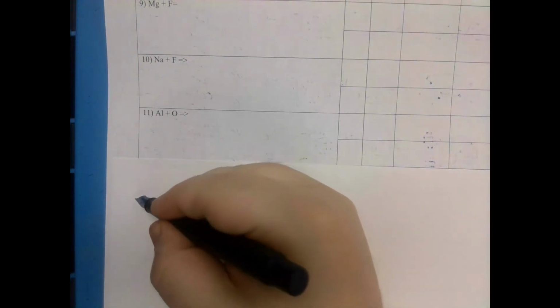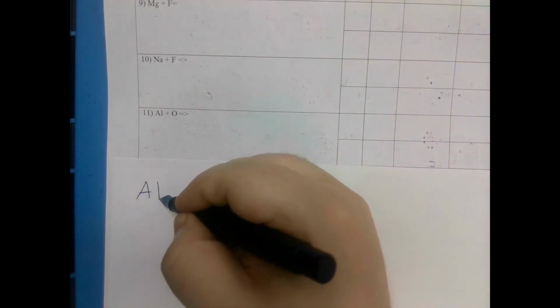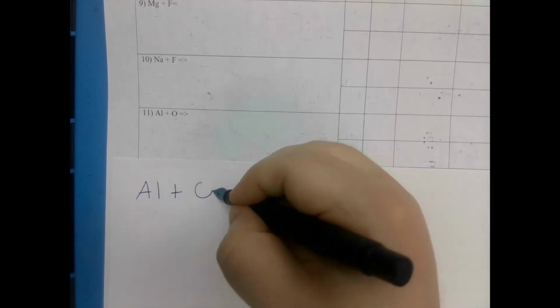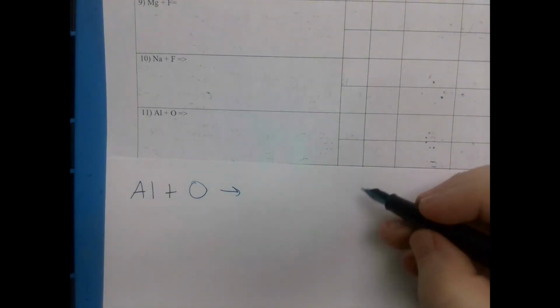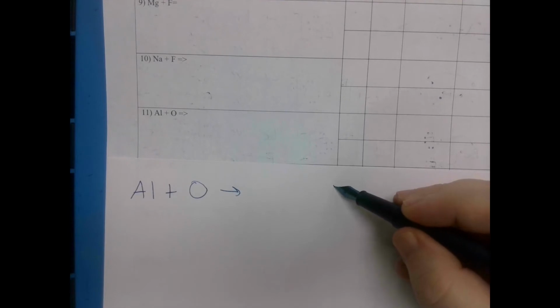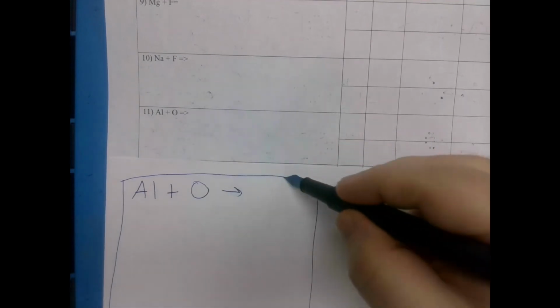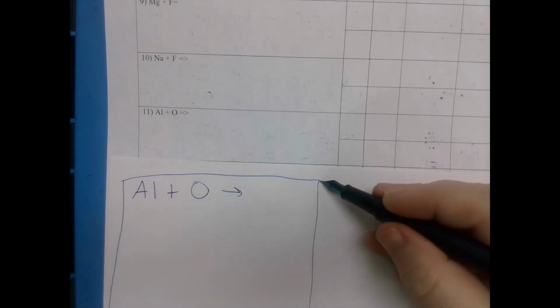Alright, I'm going to skip around a little bit. I'm going to look at number 11. I'm pulling out another piece of paper because it's going to get very messy. So we have aluminum plus oxygen. Oh, and this one doesn't have any solutions now. Now we're going to actually figure out what this makes. So, how many valence electrons? Let me write it over here. 3 and 5.